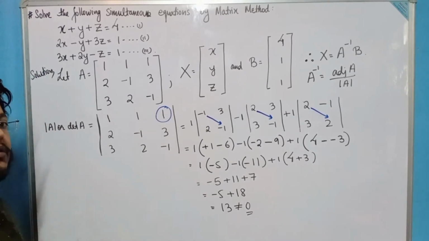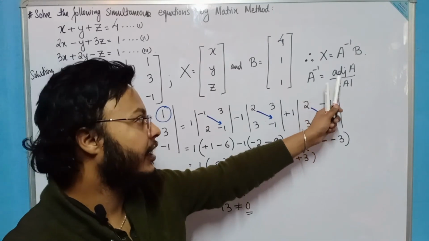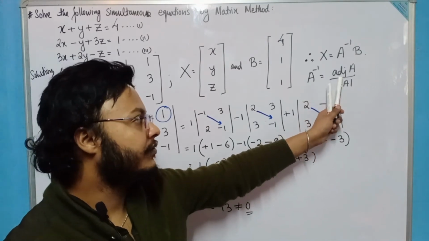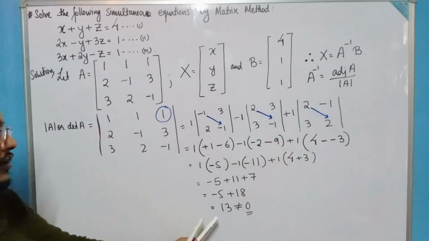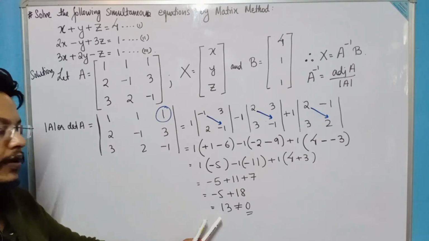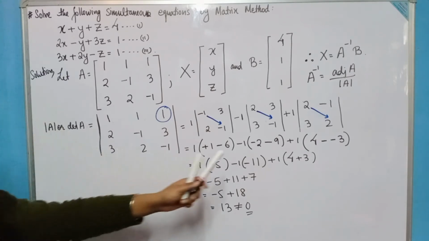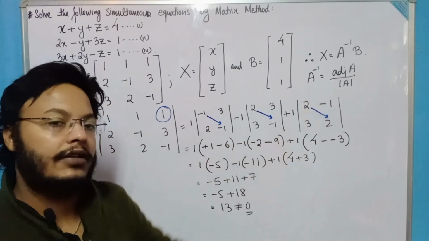So why are we finding this determinant of A? Because we have to find the value of A inverse. If you see, the formula for A inverse is adjoint of A divided by det of A. So for that reason we are finding the determinant det of A. I got it not equal to 0. Now I'll show you how to find the adjoint of A. If I divide by det of A, we'll get the A inverse.